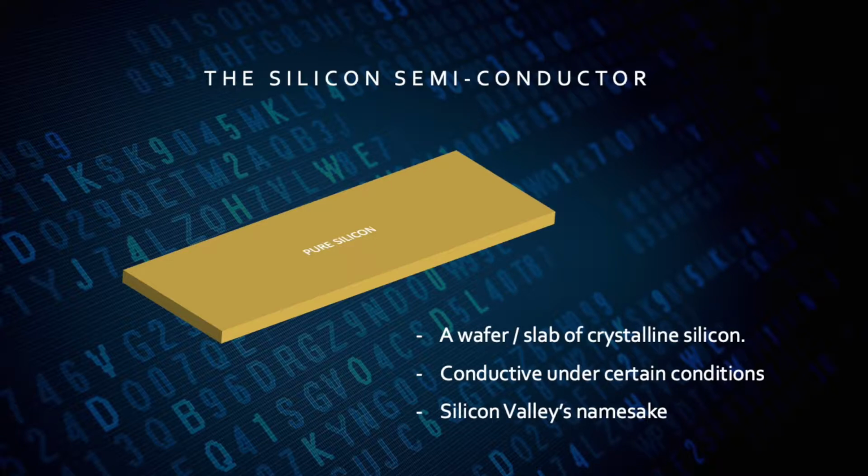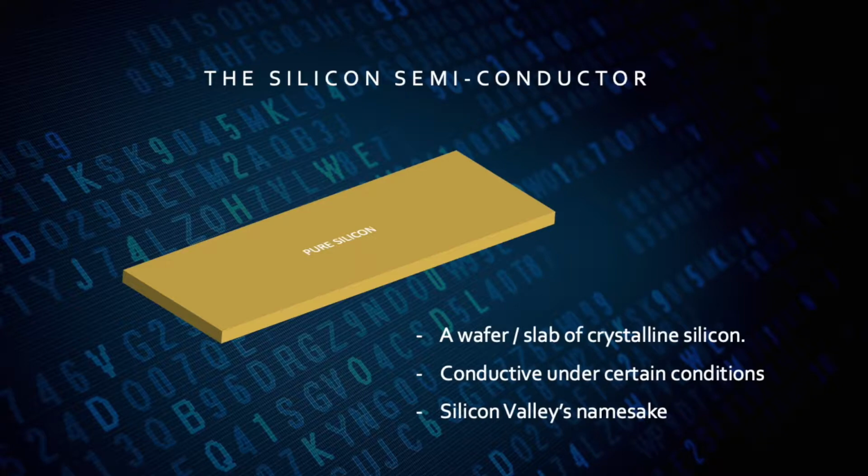As we're about to see, this is a precursor to the transistor. And the transistor is the most important piece in our electrical circuit puzzle. Fittingly, Silicon Valley, the birthplace of the computer revolution, gets its name from the silicon semiconductor. Now, this piece of pure silicon is somewhat interesting, but it's not that interesting.